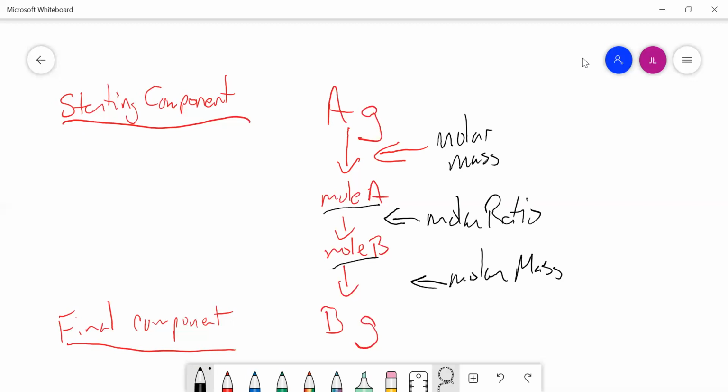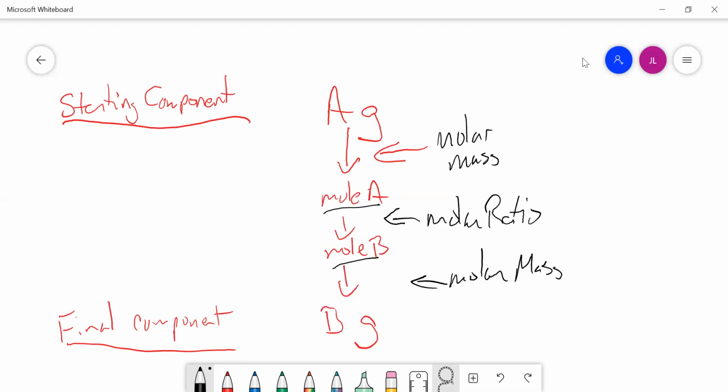If you are already at moles, then you can use molar ratio to get to moles of B, and then molar mass to get to grams. If you are at grams, but you only need to get to moles, you're going to use molar mass and molar ratio, and you're done. It's only when you need to go all the way to grams that you're going to use grams to moles, moles to moles of the one you're looking at, and then to grams.